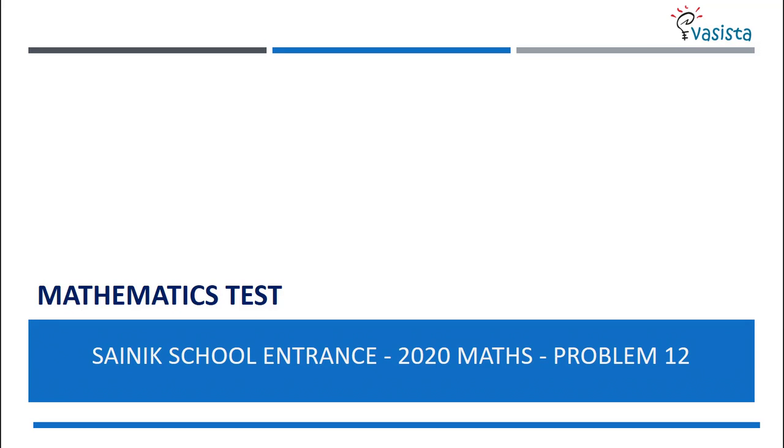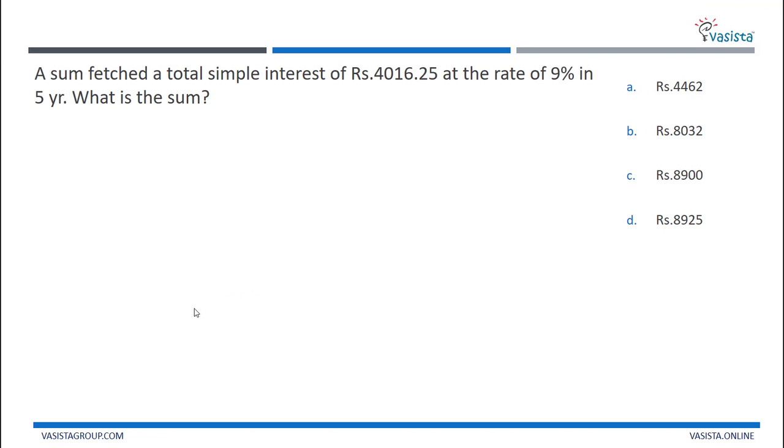Fine. This is the 12th problem based on the Sainik School Entrance Examination 2020. A sum fetched a total simple interest of rupees 4,016.25 paisa at the rate of 9% in 5 years. What is the sum? This is a simple interest problem.